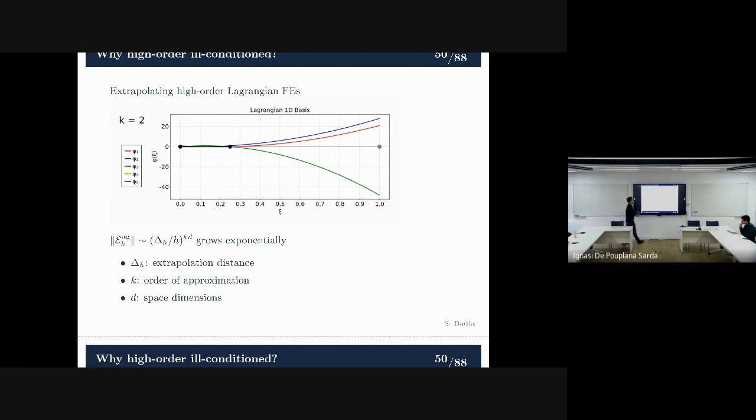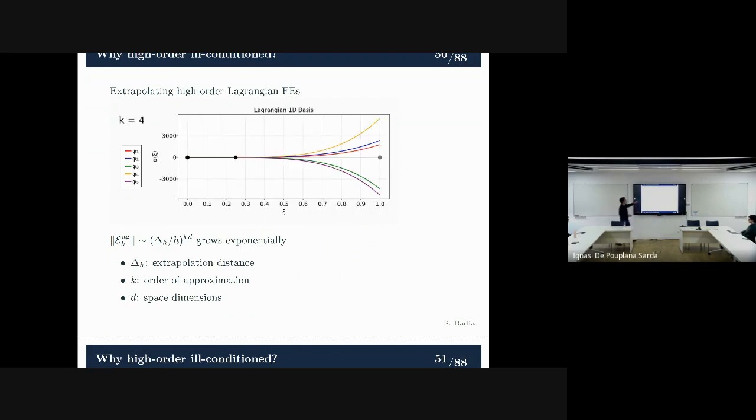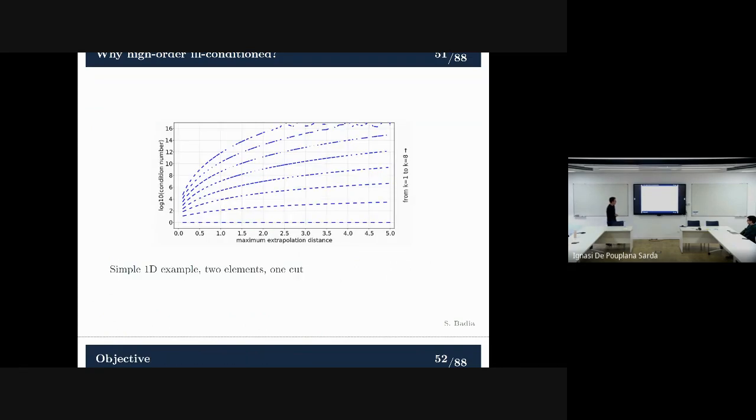Okay, so in general, we never do these extrapolations. But in any case, we wanted to check what works here. For second order, it's not that bad. Let's put fourth order, and here in the extrapolation you have numbers that are huge, and that's going to affect all the numerical computations. Here we have the conditioning of this discrete extension operator with respect to the extrapolation distance.